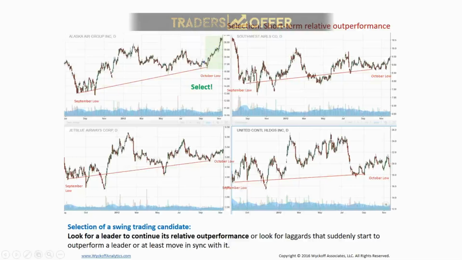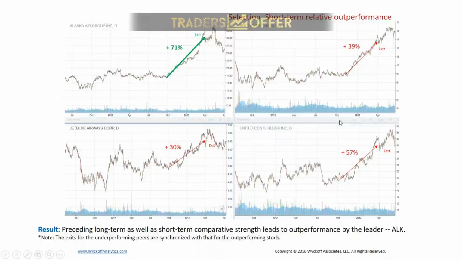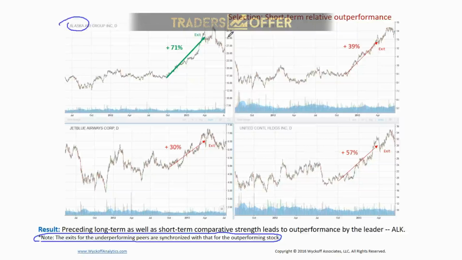So let's see what kind of performance we had based on our analysis. And here I'm using the exits for the underperforming pairs that is going to be synchronized with the exit of the Alaska Airlines, because that was the trade. So here on the change of character, we're saying that around the first days of April, we will be exiting this position. So this is a long-term swing trade, and it produced 71% in absolute returns.